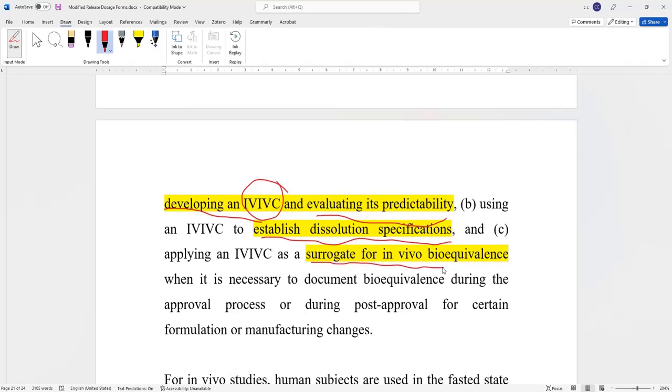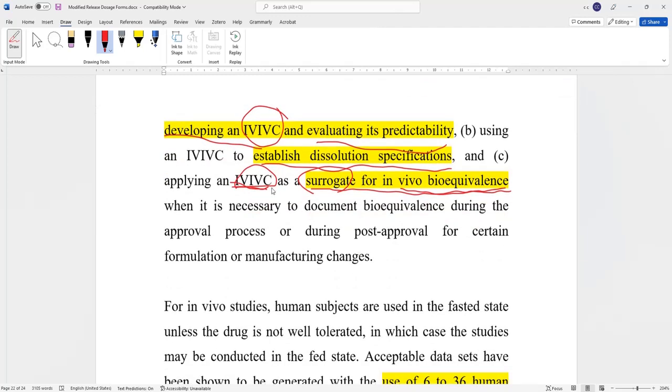Also, if later after marketing you want to make a change, you don't need to experiment in a human. You can use the IVIVC, the correlation between in vitro and in vivo, as a surrogate, meaning instead of doing a bioequivalence study on humans. So you can use the IVIVC prediction, and this will reduce a lot of cost and trials on humans.